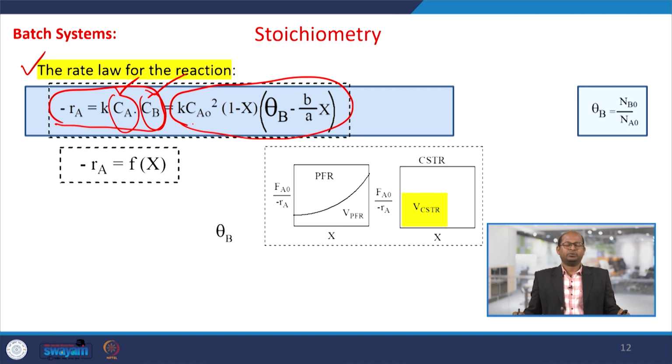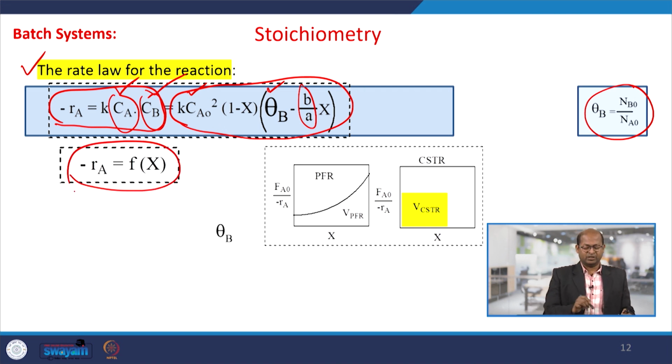Here you can see minus r A on the left-hand side is the rate of the reaction for this particular reaction. On the right-hand side, C A naught is the known component, and theta B is the initial mole ratio of component B to component A, which we know at the beginning. When we started the reaction, we know how many moles of component A and component B were taken. So theta B is known, and b by a from the stoichiometry table is also known. Once everything is known, this equation gives the rate as a function of x.